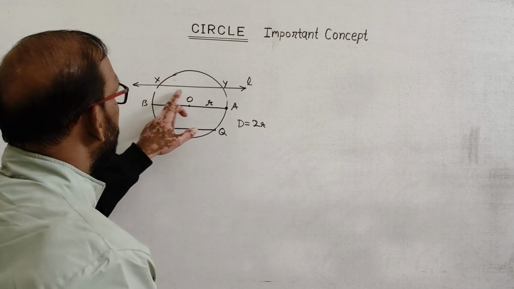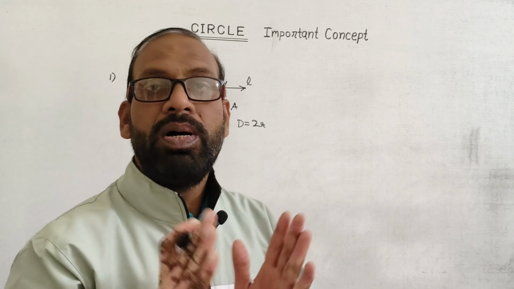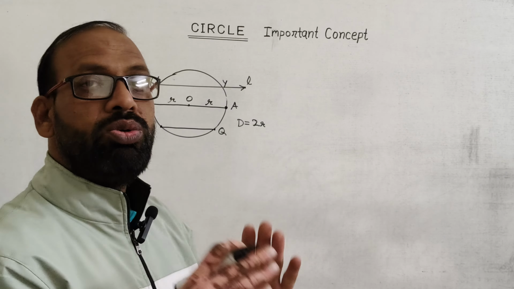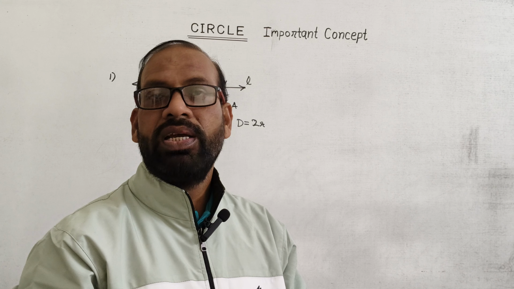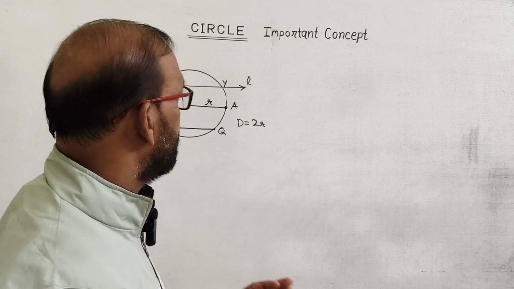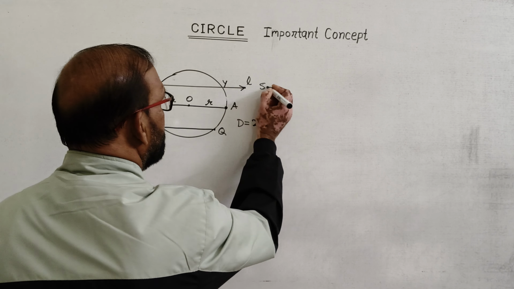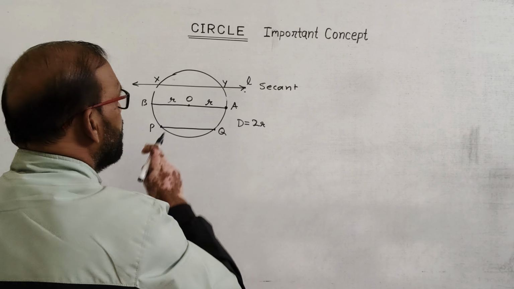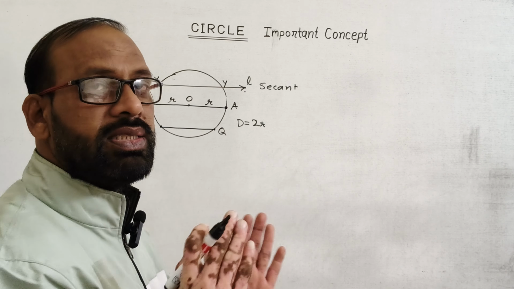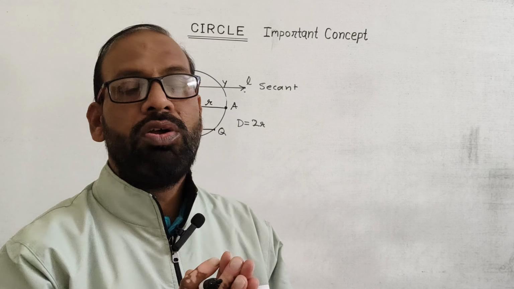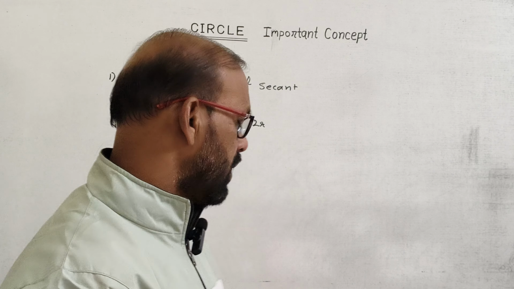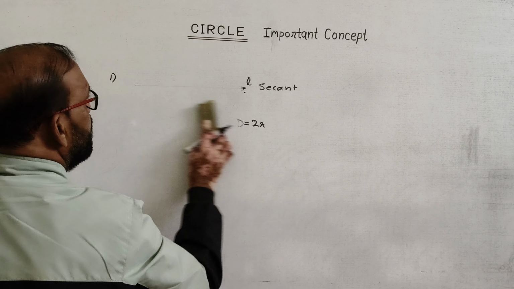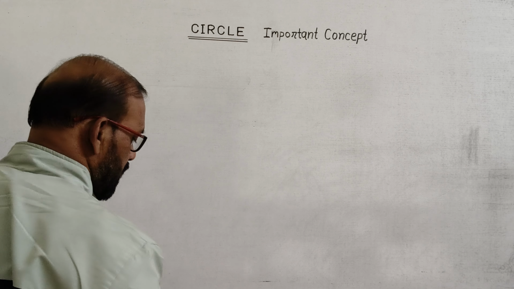This distance X to Y represents the chord, but this line L which intersects the circle at two distinct points, suppose X and Y, is called as secant of a circle. Its name is secant. So this line which intersects the circle in two distinct points is called as secant. So this is the basic information about circle. Now the next information is, again we can draw one circle and write more information about the circle.